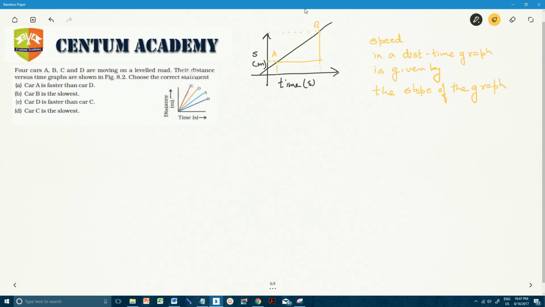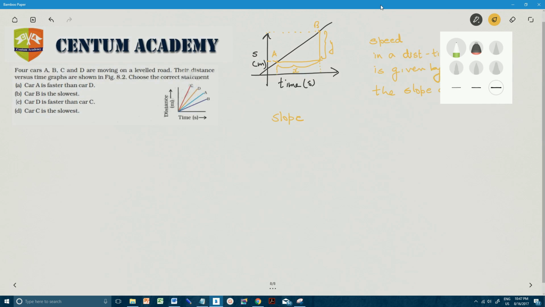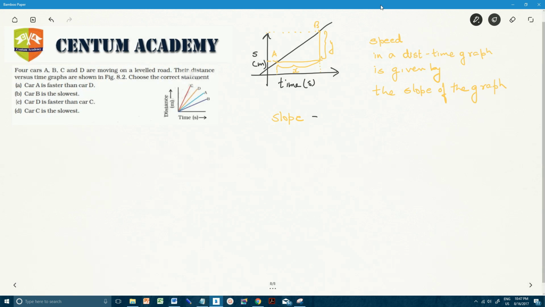So slope of the curve is given by this vertical length of the triangle. Let's say this is y, and this horizontal length, let's say this is x. So slope, let me change the color. Slope is given by delta s upon delta t. In this case this is delta s. Why is it delta s? Because if this is s2 and this is s1, delta s is nothing but s2 minus s1, divided by t2 minus t1.